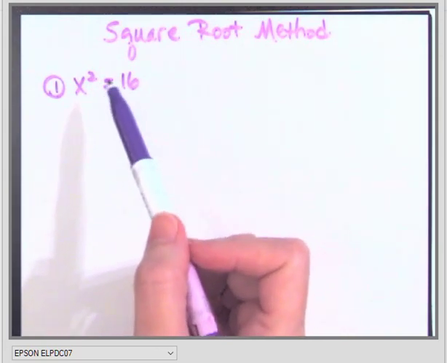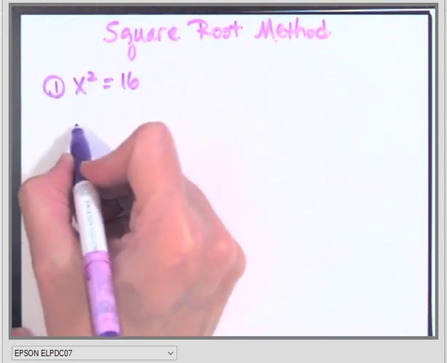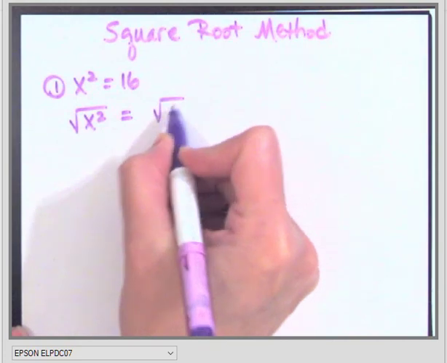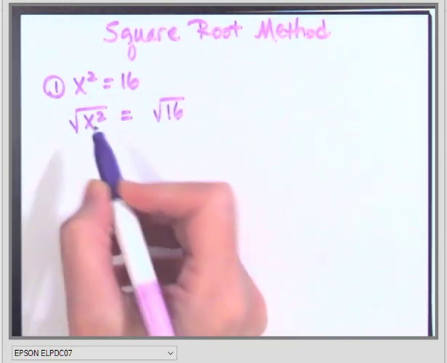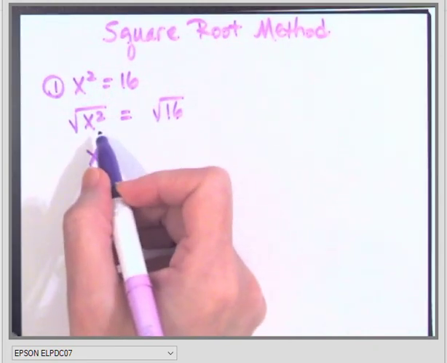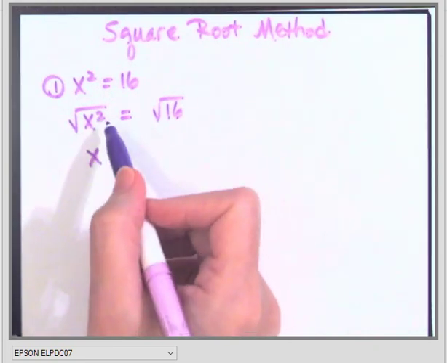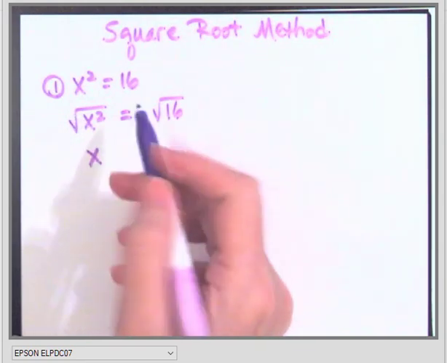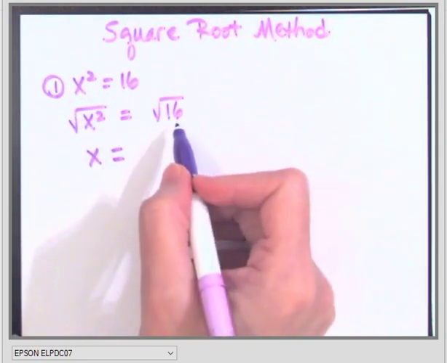So what will undo squaring? Well, that would be square root. So let's take the square root of both sides. The square root of x squared would just be x because x times x is x squared. You can also think about the exponent over root property. 2 divided by 2 is 1. And then what number do we square to get 16?